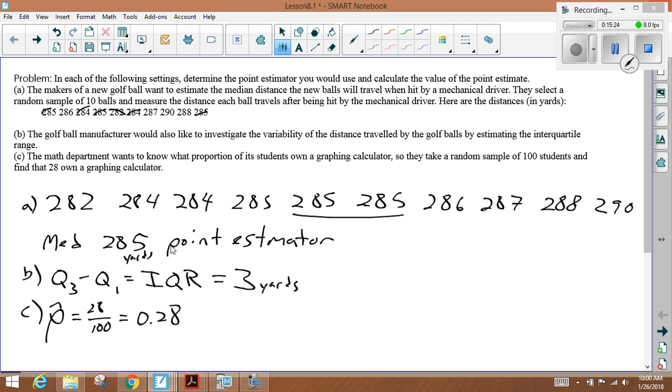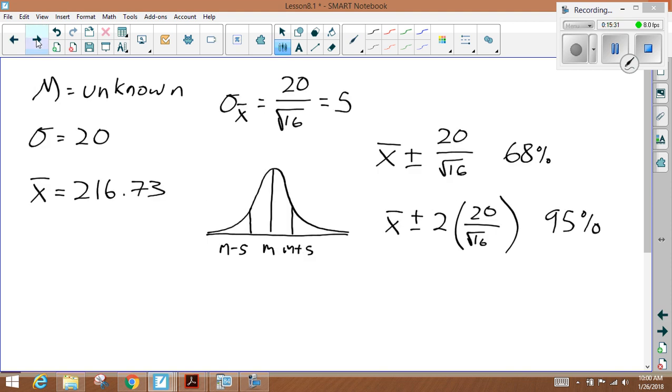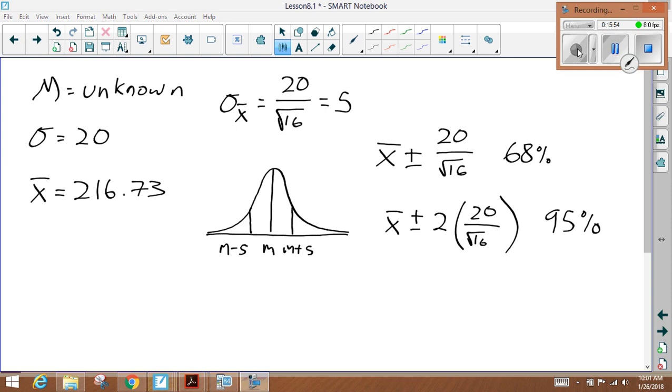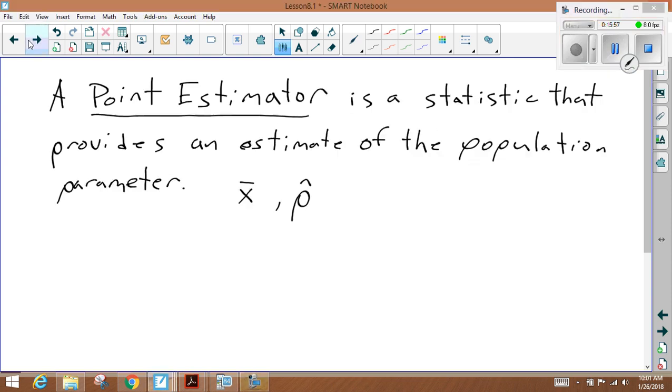Alrighty then. We're going to go ahead and go back to our mystery mean problem, and we're going to talk about Mrs. Shields' class, or Mr. Shields. Who cares? We actually completed it. So let's go ahead and get in some more definitions.